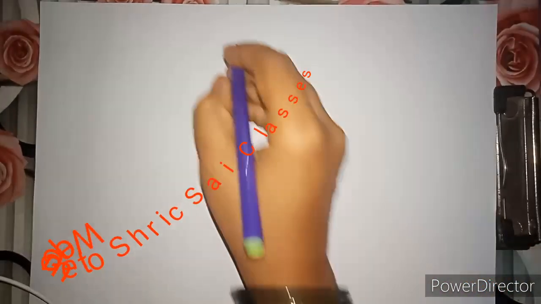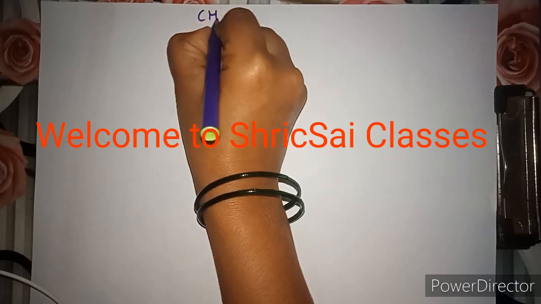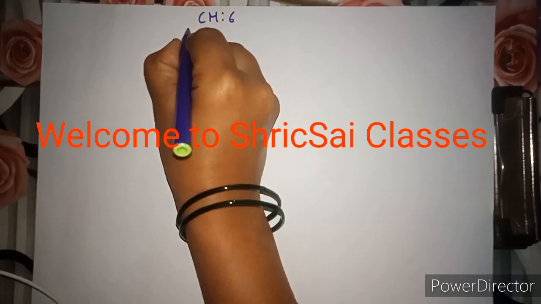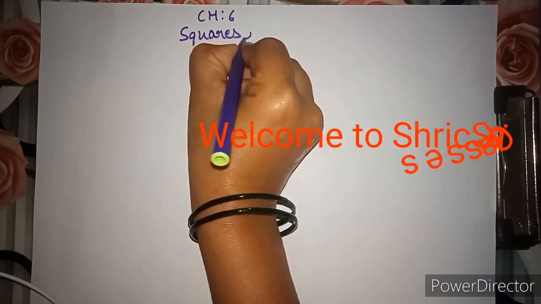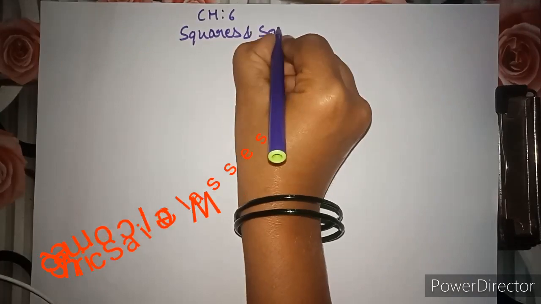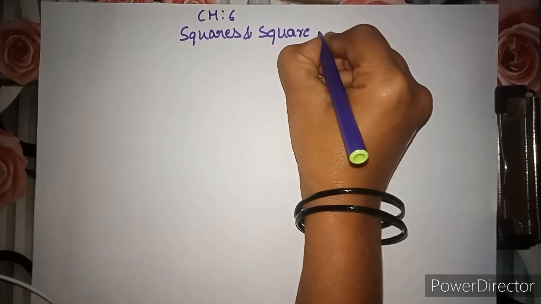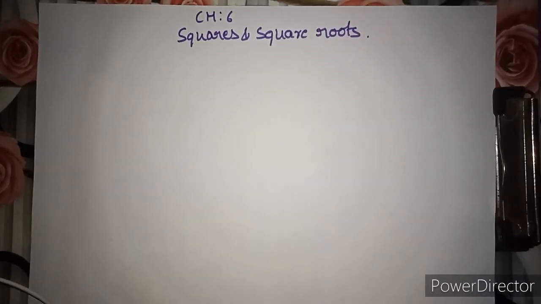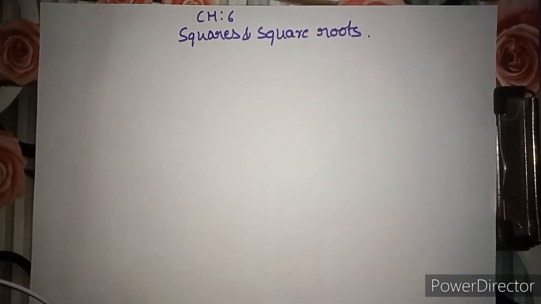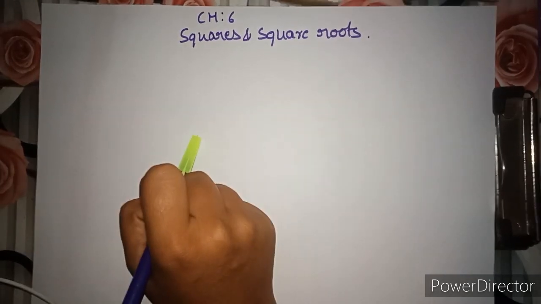In today's class we'll discuss chapter 6, squares and square roots. Before starting the exercise, we'll discuss some properties of squares and square roots.